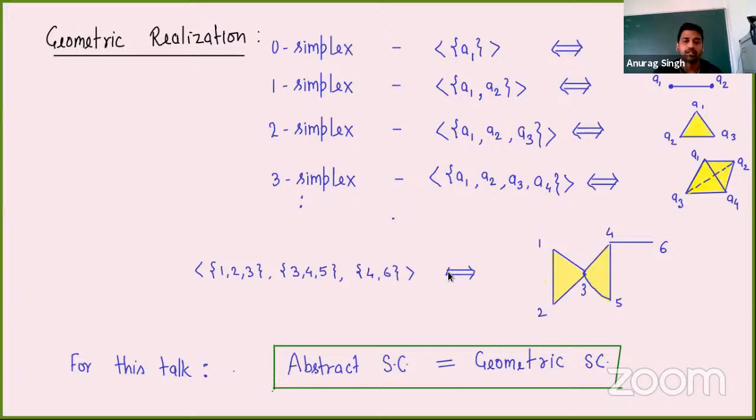There is a one-to-one correspondence between abstract simplicial complexes and geometric simplicial complexes, where a geometric simplicial complex is a collection of geometric simplices with the property that two simplices must intersect in a face. For this talk, I will not differentiate between abstract and geometric simplicial complexes. Both will be the same for me. One more thing, I have written these notes by hand, so if you don't understand a word or something, just let me know.